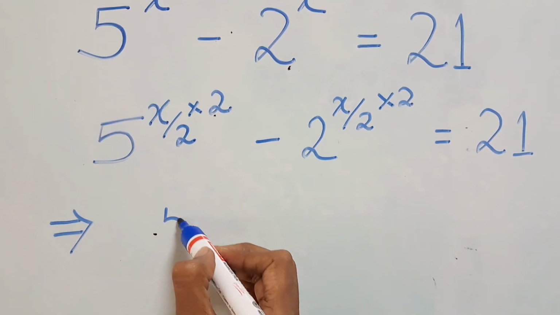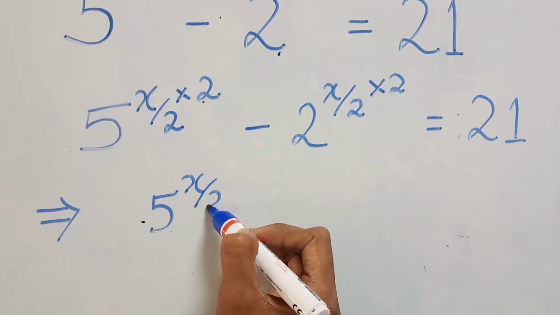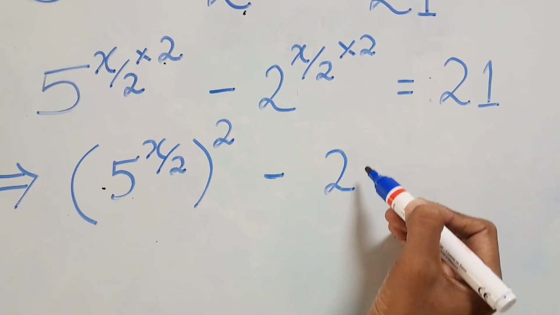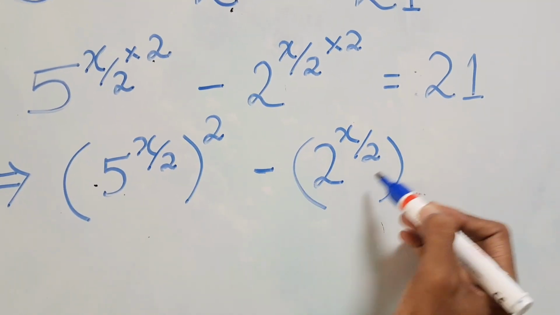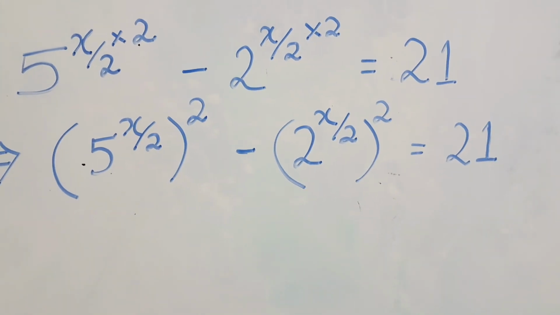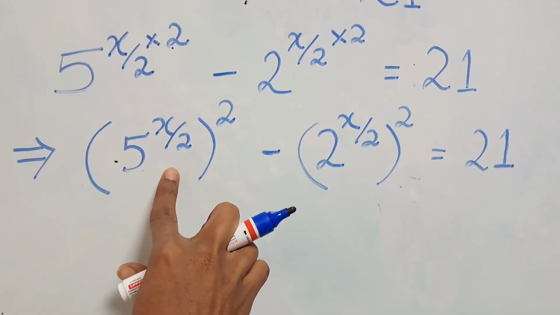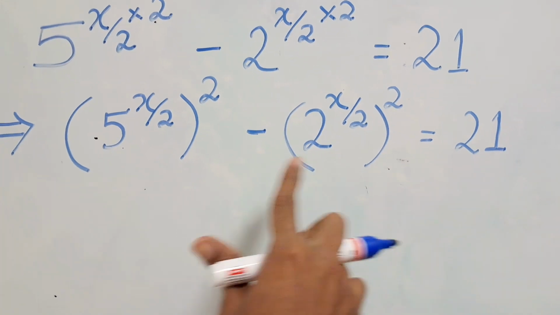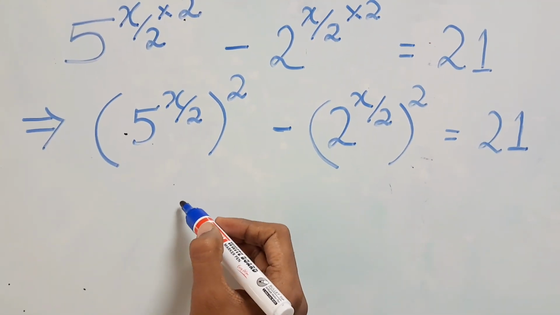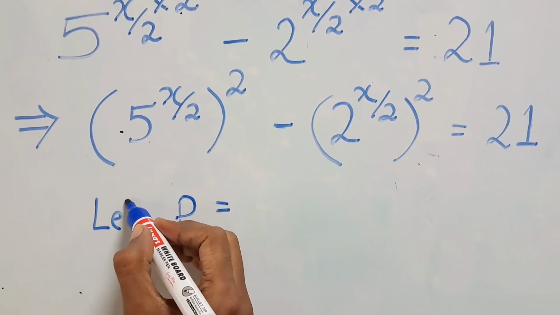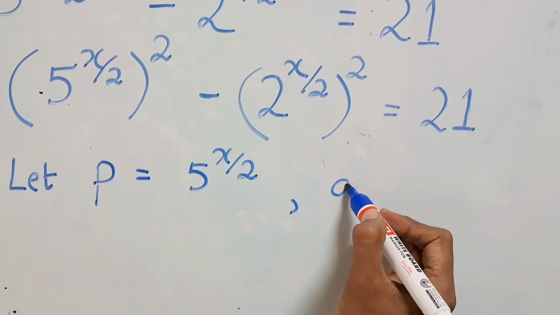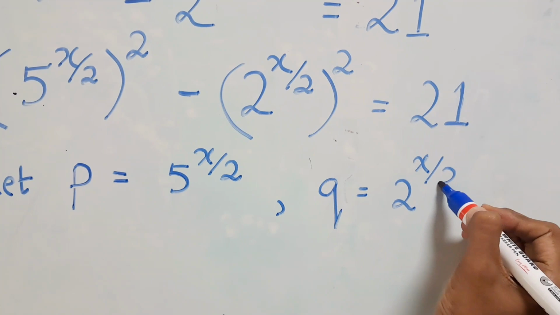Now in the next step, we can take 5 to the power x by 2 common and square the term. Similarly, we can do the same for the second term, 2 to the power x by 2, and then square the term, and the right hand side as it is. Okay, now we have 5 to the power x by 2 squared minus 2 to the power x by 2 squared equals 21. We can take this as a term and this as a term. Let p be 5 to the power x upon 2 and q be 2 to the power x upon 2.